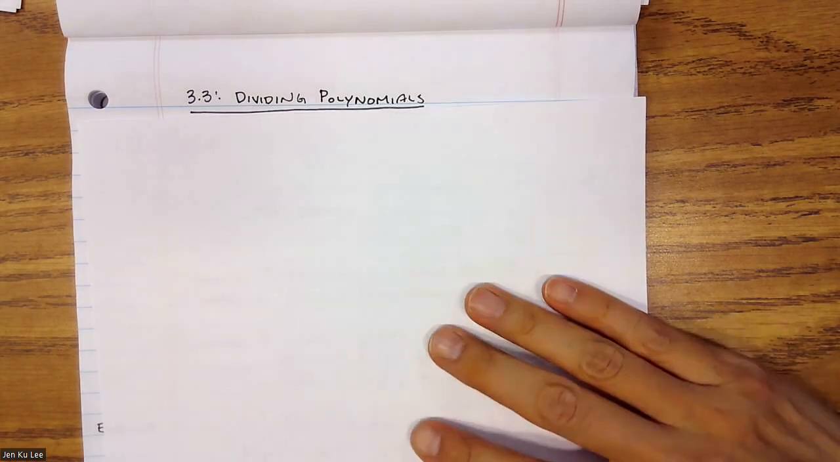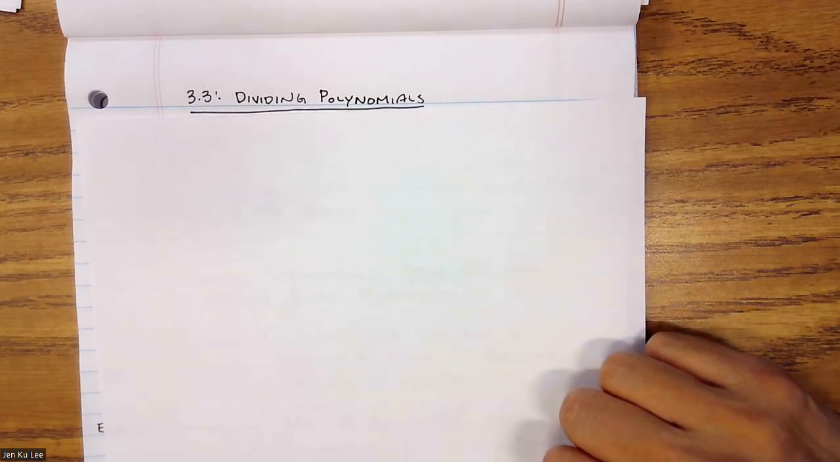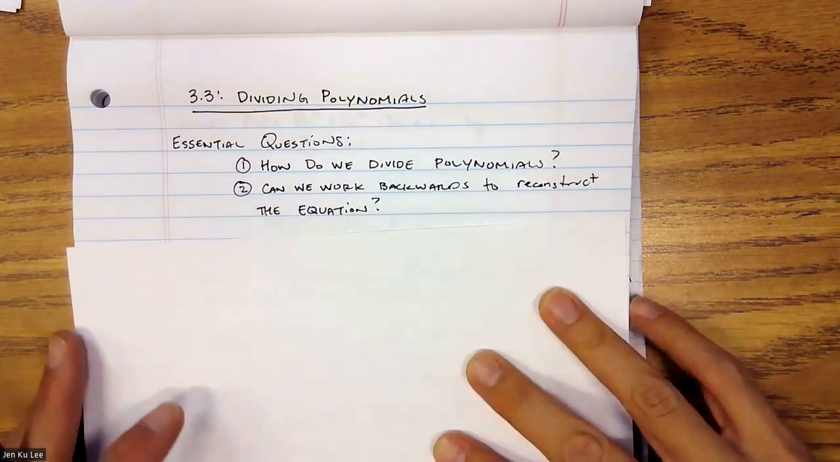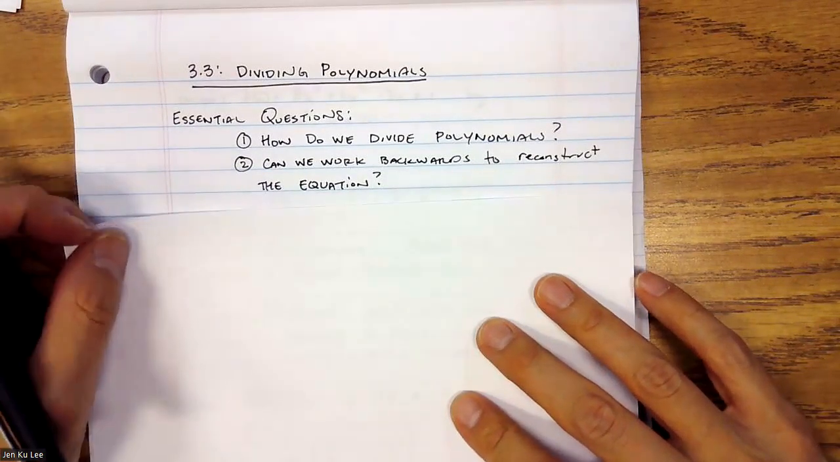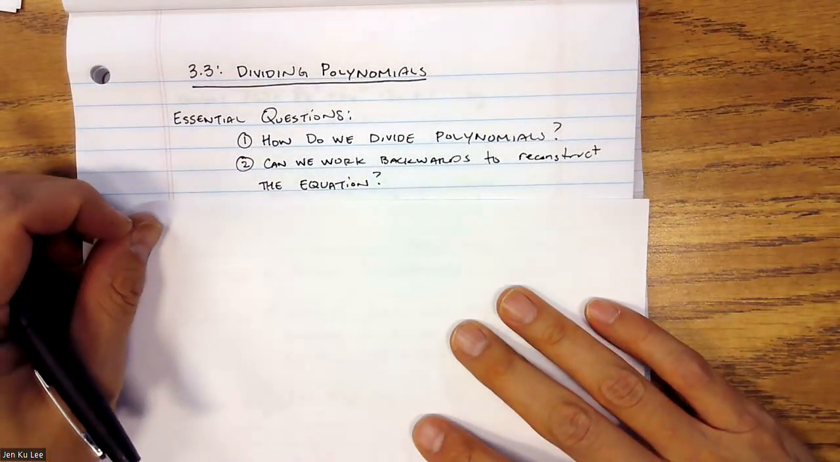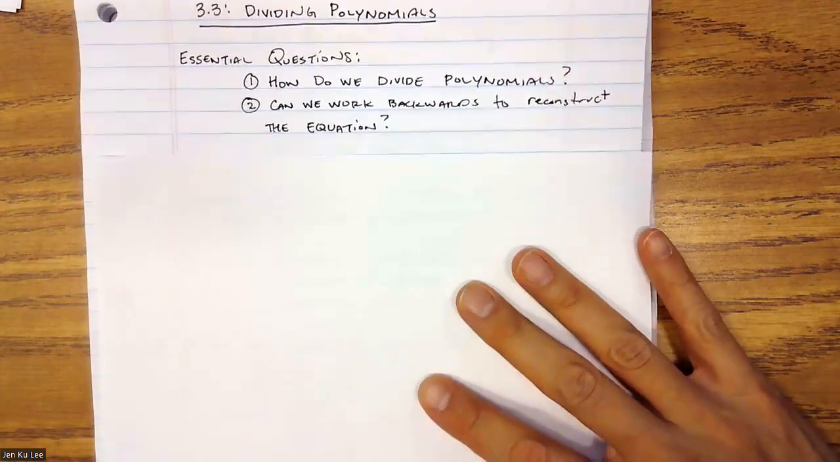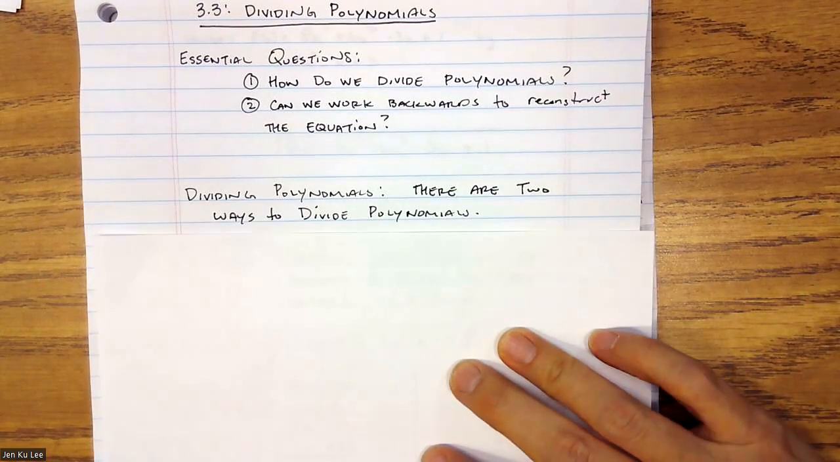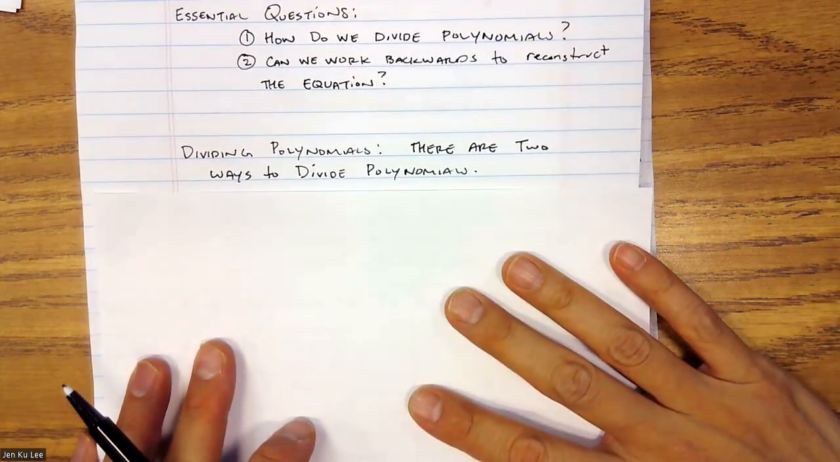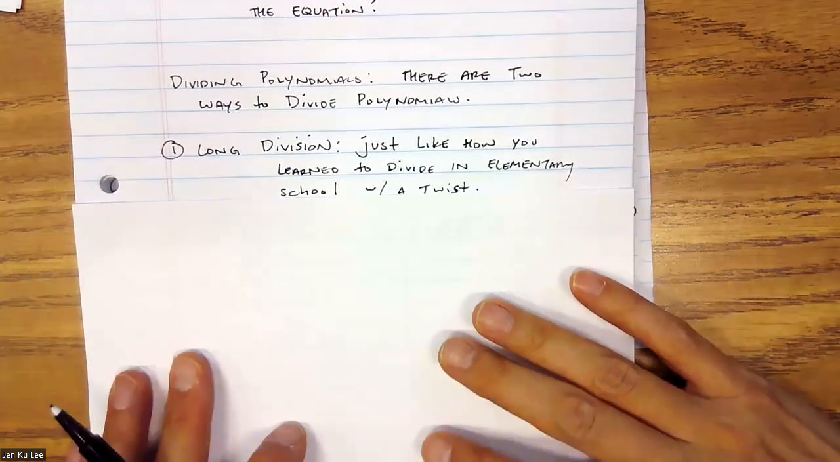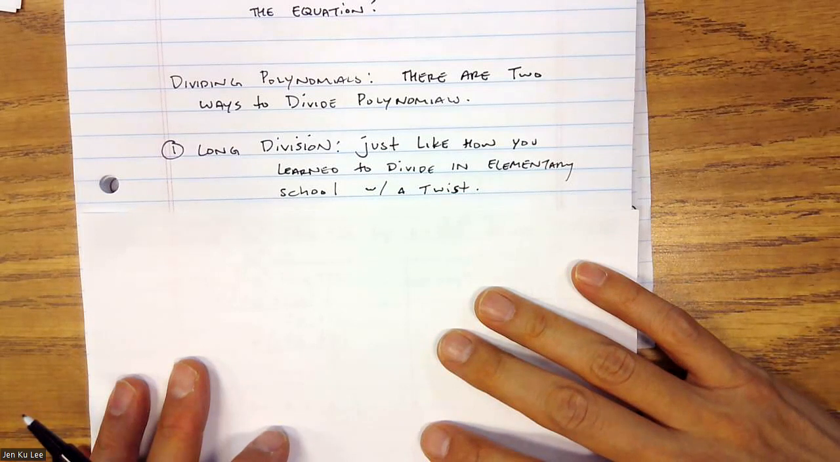So chapter 3 in your books is basically all about graphing polynomials. Okay, so we're going to learn to divide polynomials, and these are the essential questions for today. How do we divide polynomials? And how can we work backwards to reconstruct the equation? All right. So when we're dividing polynomials, there are two ways to divide polynomials. The first way is long division. And it's just like how you learned it in elementary school, okay, with a little twist.